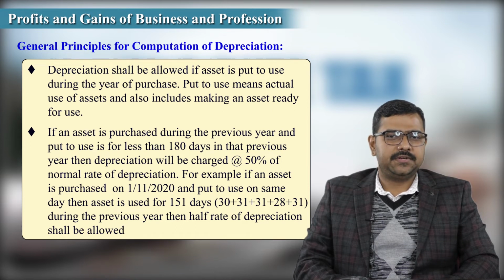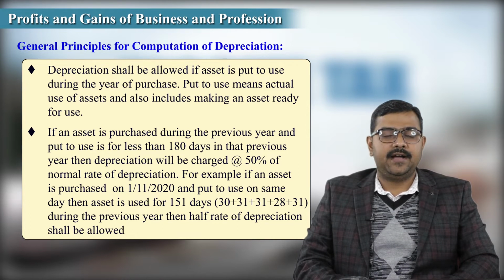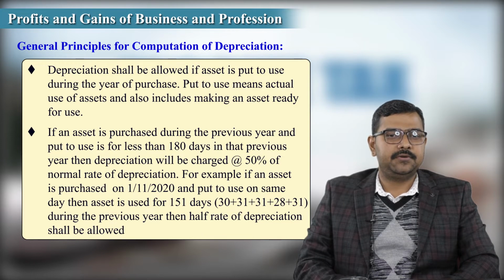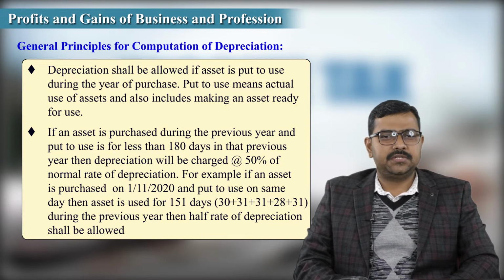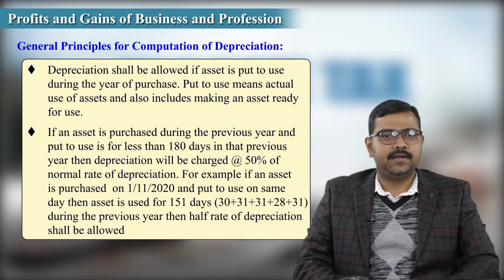Point 11: If an asset is purchased during the previous year and put to use for less than 180 days in that previous year, then depreciation shall be charged at 50% of the normal rate. For example, if an asset is purchased on 1st November 2020 and put to use the same day, then the asset is used for 151 days from 1st November 2020 to 31st March 2021 during the previous year, so half rate of depreciation shall be allowed.